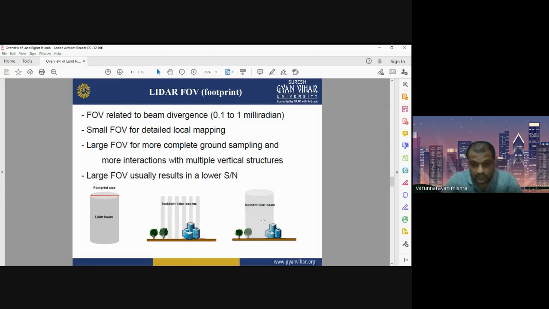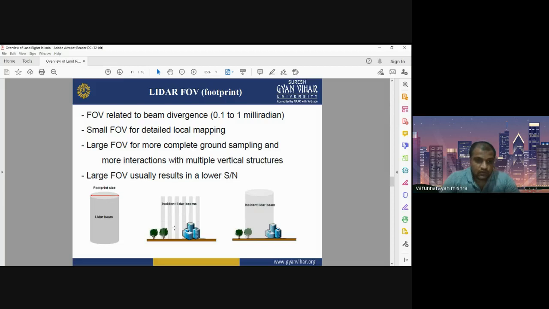In the third figure, the incident lidar beam has a large FOV, so it can capture the entire object in a single beam. So you will not get detailed information. For getting detailed information, you should always use a small field of view. In figure 2, you see all the laser beams have a small footprint size. If we use a small footprint size, then definitely we will have detailed information about that object.